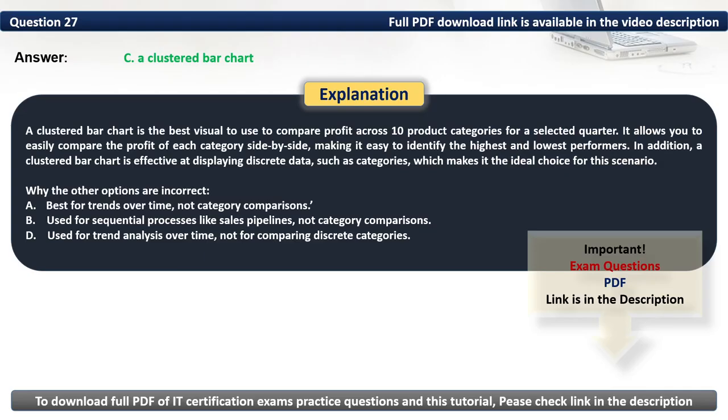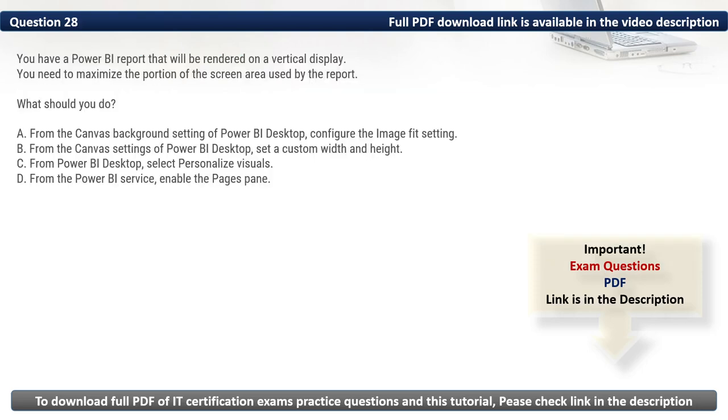A clustered bar chart is the best visual to use to compare profit across 10 product categories for a selected quarter. It allows you to easily compare the profit of each category side by side, making it easy to identify the highest and lowest performers. In addition, a clustered bar chart is effective at displaying discrete data such as categories, which makes it the ideal choice for this scenario. Question 28.